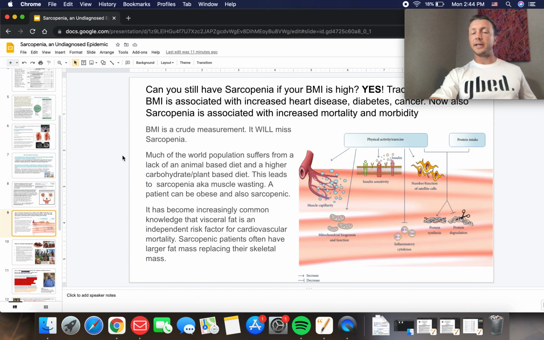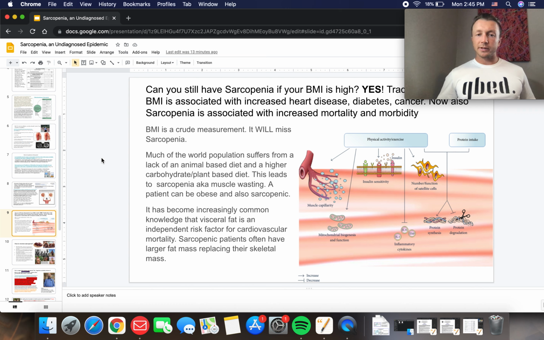So can you still have sarcopenia if your BMI is high? The answer is yes. And that's just because of BMI being a poor indicator of overall health. Now, for myself, I'm 5'10" at 175 pounds. If you look at the BMI chart, it says that I'm overweight. And this is not the case. I just have a very high preponderance of muscle. I have a very low fat. And muscle weighs more than fat. It takes up less volume. So it kind of sets off the BMI chart wrong. Unfortunately, BMI is the standard of measurement.